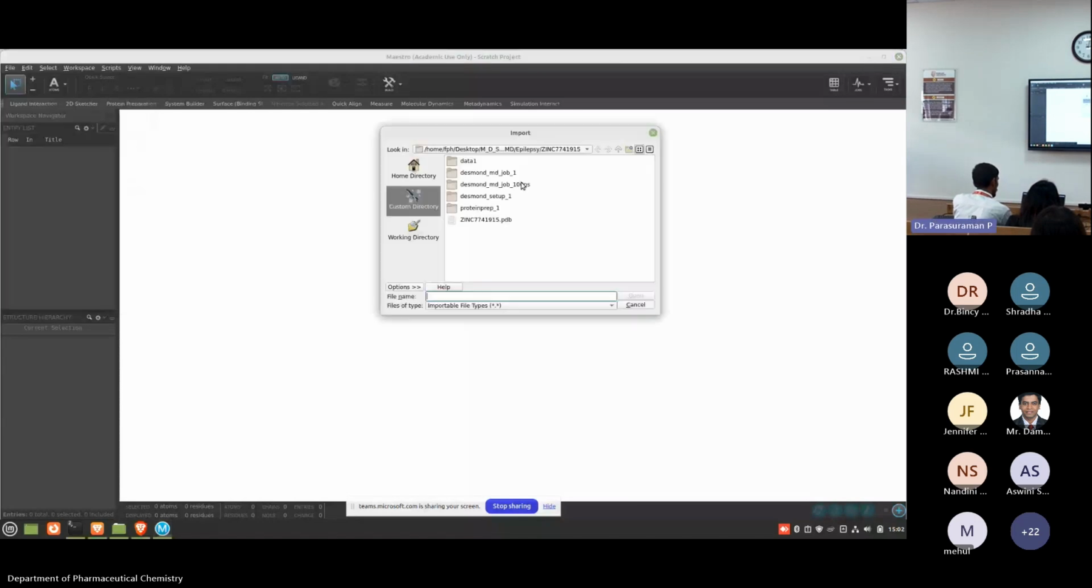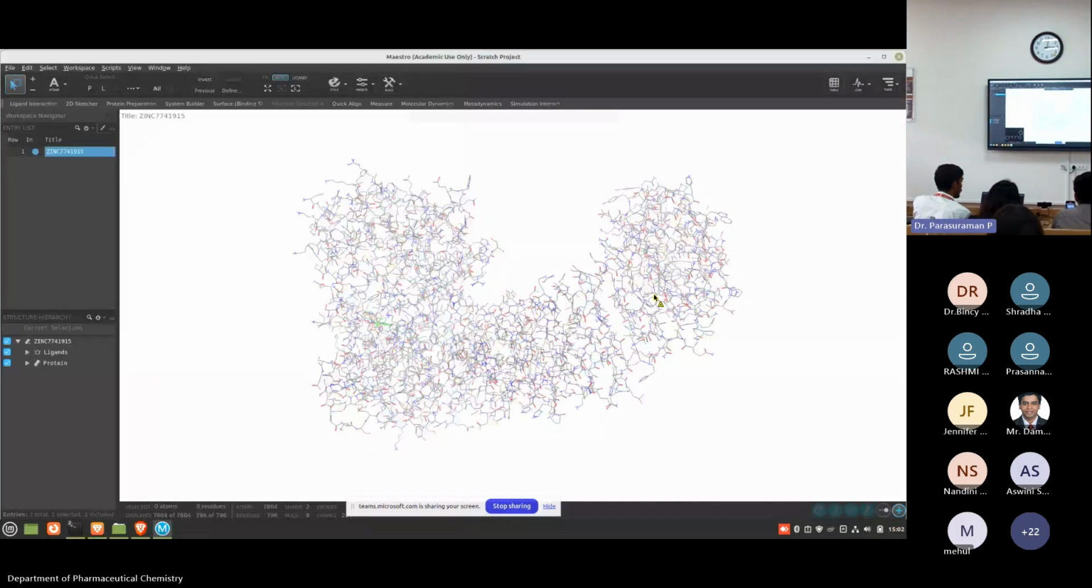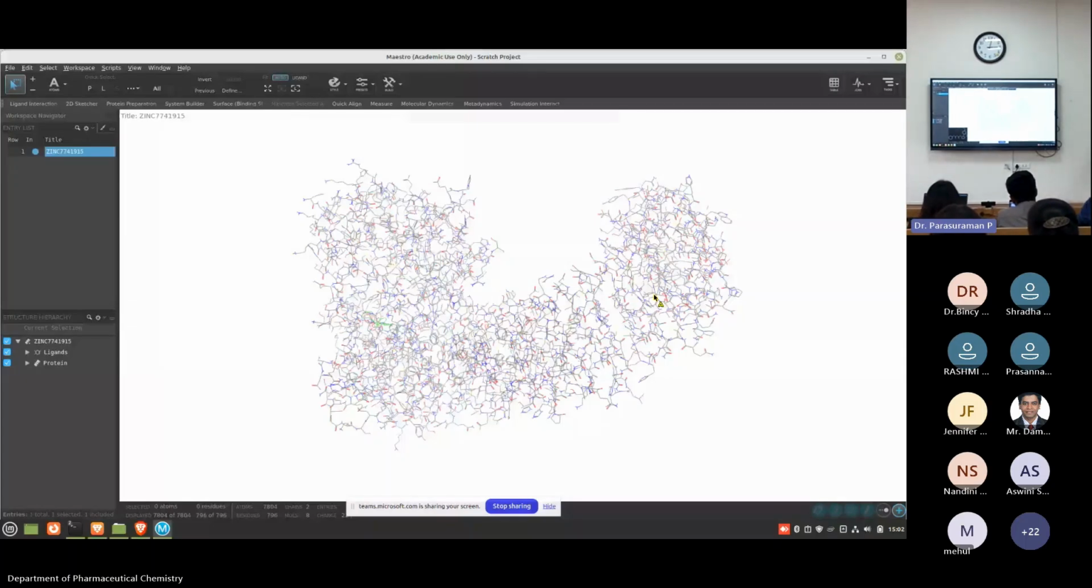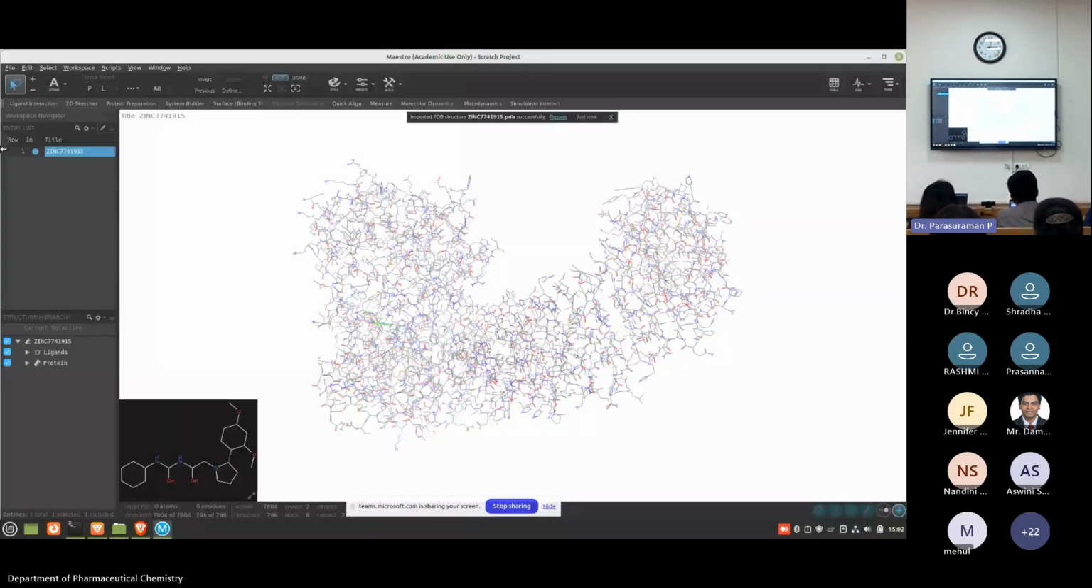The complex should be in a .pdb file. Don't use .pdbqt or different file extensions in molecular dynamics. You should use the protein ligand complex .pdb file. Once you import the structure, you can see how many chains are present, where the ligand has been bound, everything. You can visualize it here. Once you go to ligand interactions, you can again visualize the docking interactions.